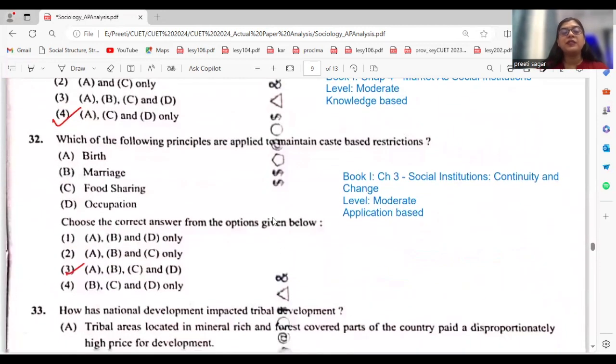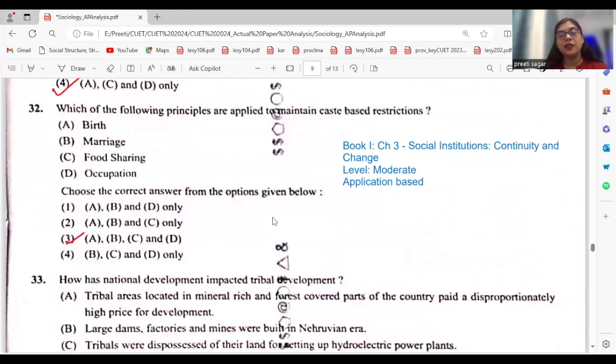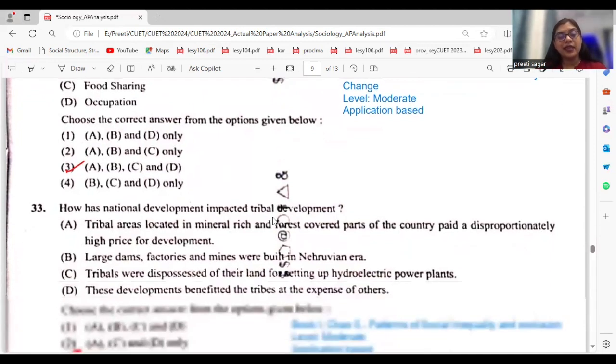Which of the following principles are applied to maintain caste-based restrictions? Caste-based restrictions have been applied on the basis of birth, that is, caste is determined on the basis of birth. Endogamous marriage has to be followed. Food sharing, that is, restrictions have been imposed. Then every caste has been associated with an occupation. So here, option 3 is the right answer.